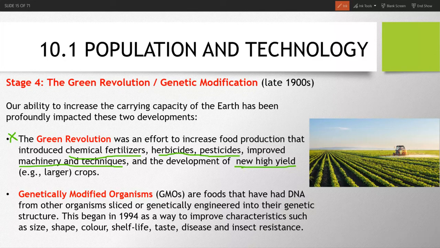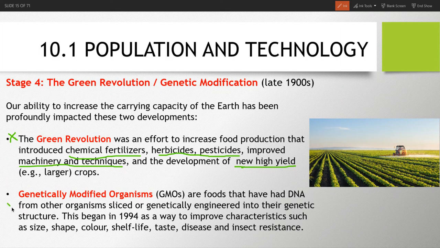And the thing about the Green Revolution is that it affected a number of places in the world because, for example, Mexico and India, both of those countries started to make use of some of these developments, specifically from the Green Revolution, to help increase their food production in order to feed their populations. And therefore, that would globally have an increase on carrying capacity.